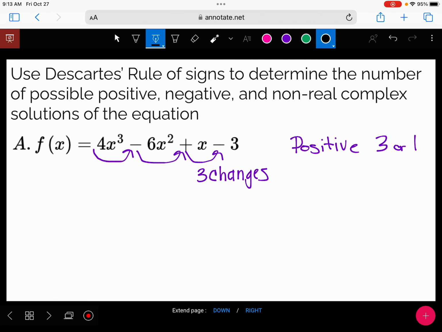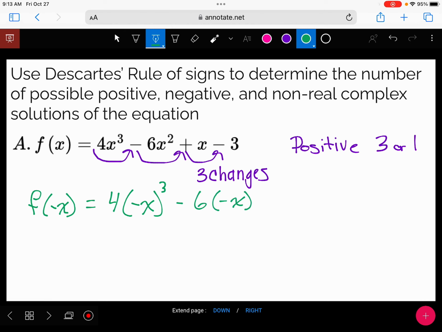To figure out how many negative real roots we're going to have, we need to substitute in, in a different color, the opposite of x. So we're going to do 4 times the opposite of x cubed minus 6 times the opposite of x squared plus the opposite of x minus 3. I recommend writing this step out, at least as we're getting started. Don't try and do the whole thing in your head.